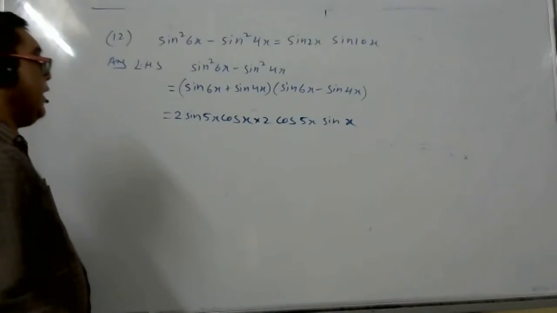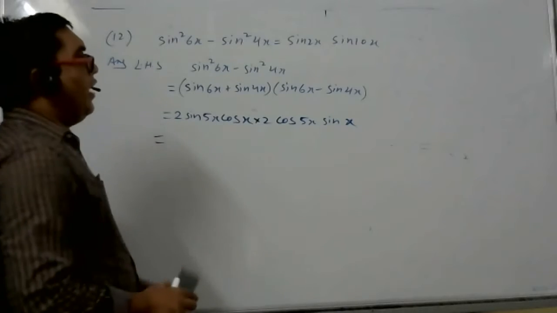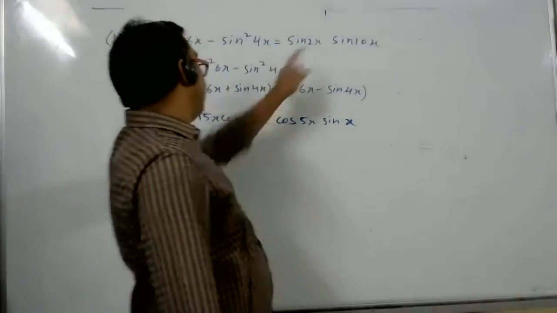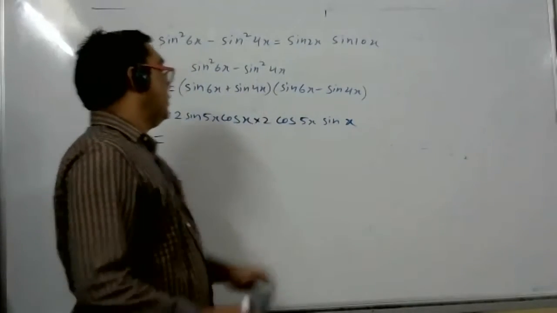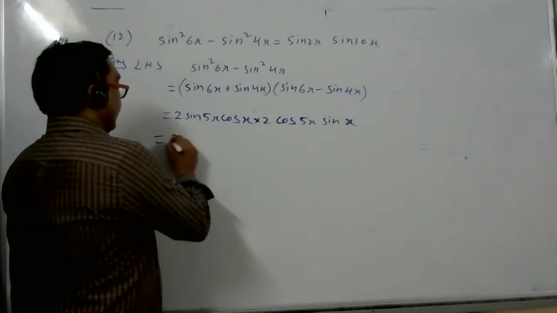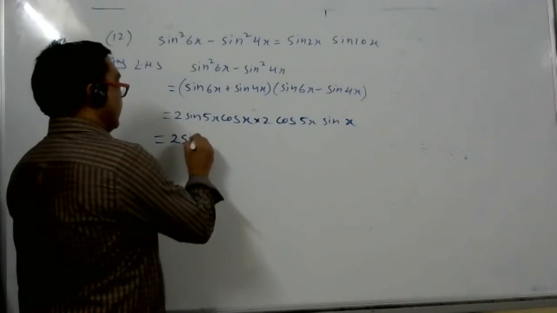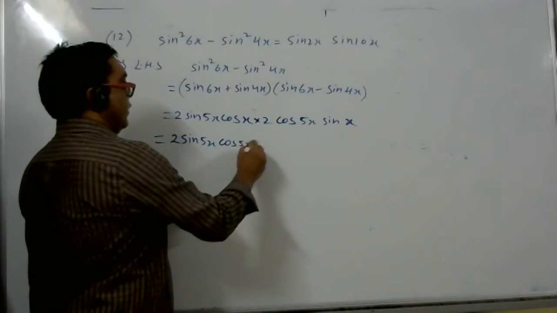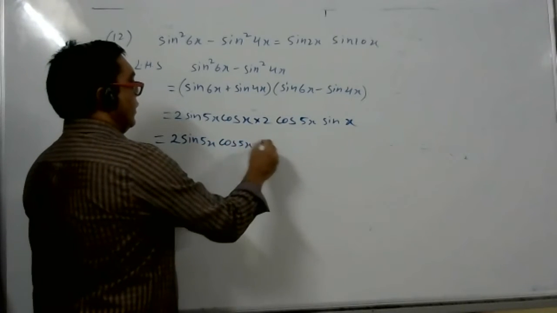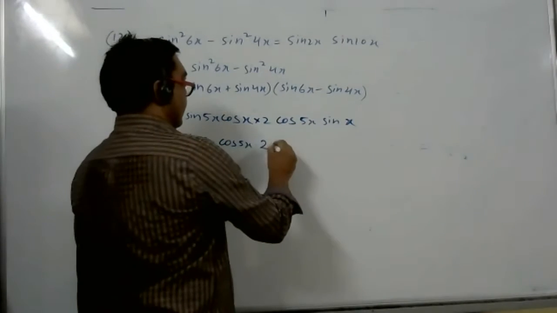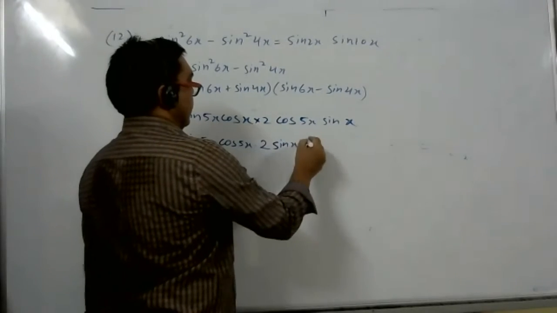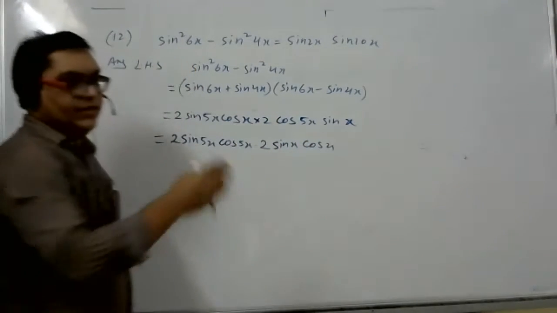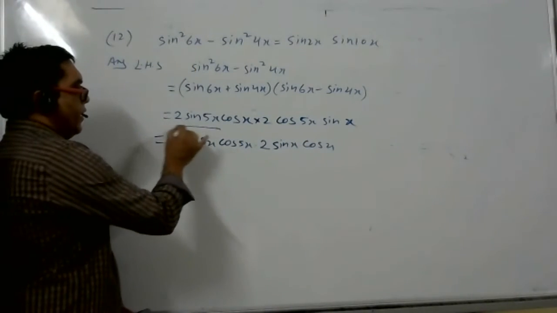Yes, sir. Now what you do, still we didn't get the answer. Here there are 2 terms, but we have 4 terms. So what to do now? Write sin 5x and cos 5x together. Then write this 2, then write sin x, then write cos x. Arrange. What is the value of this term, student? Tell me.